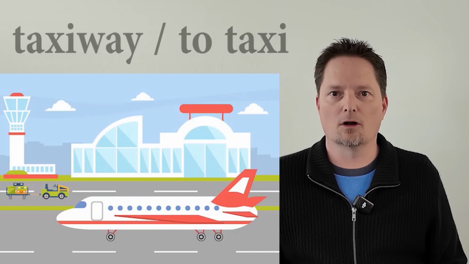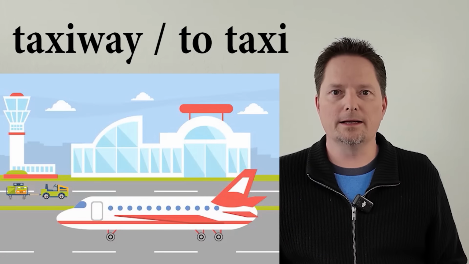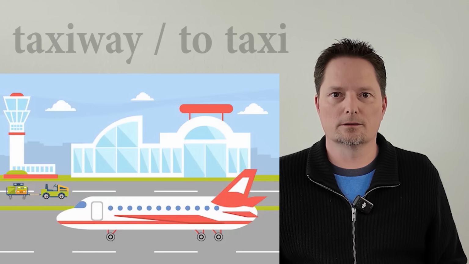Well, there's a special road for that too. It's not called a runway. A runway is where the plane lands. This is called the taxiway. And what's the verb? The plane doesn't drive on the taxiway. The plane taxis. Taxi is a verb here. The plane needs to taxi to the terminal.